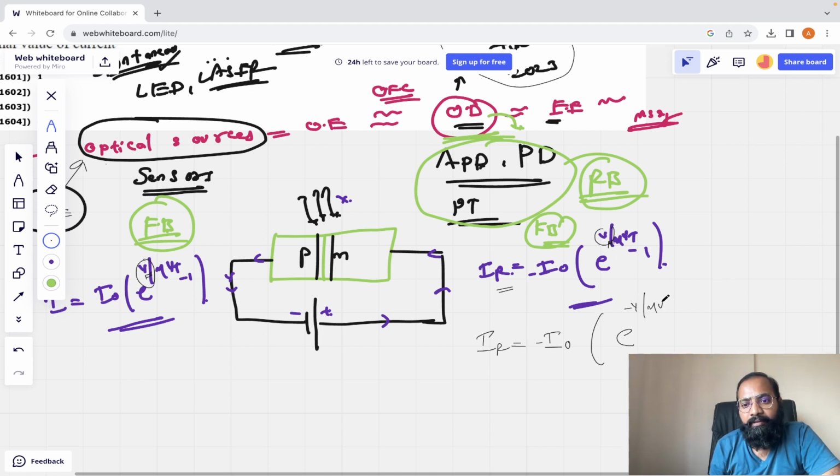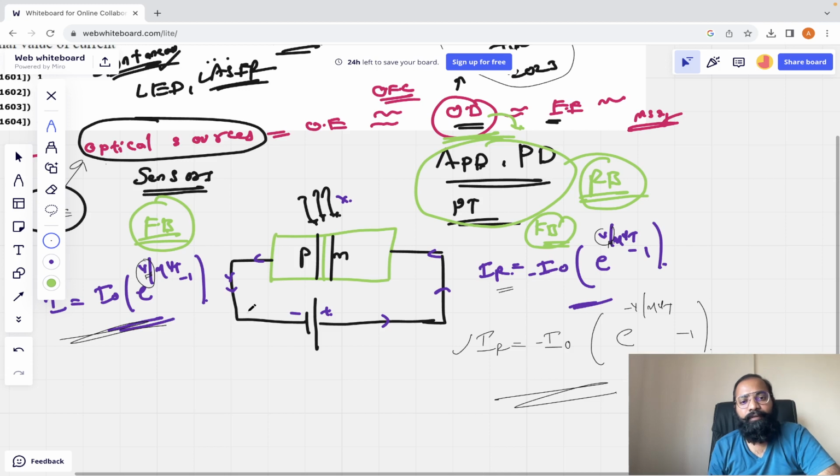So minus V divided by eta Vt minus 1. It is a reverse current flowing through the diode and it is a forward current flowing through the diode. So coming to the photodiodes, as I told, we are doing the reverse biasing and a current flows. Okay. Now, whenever no light is exposed to the junction, then what will happen?